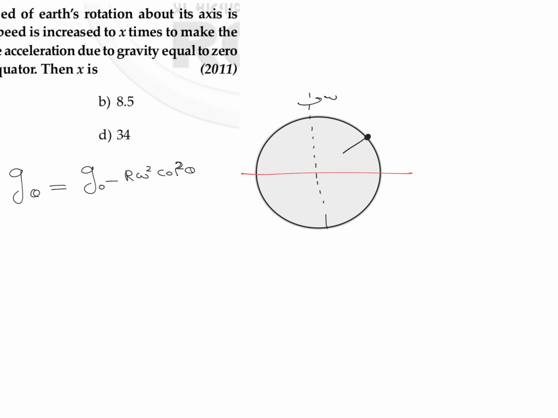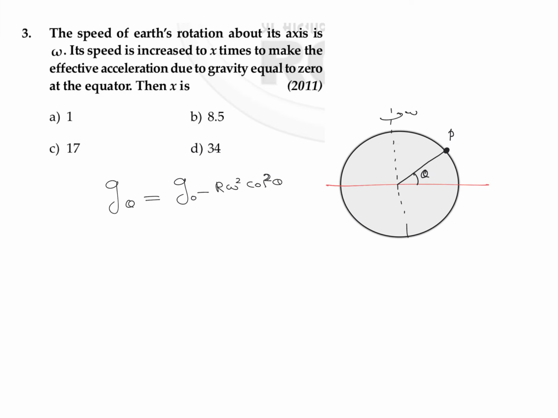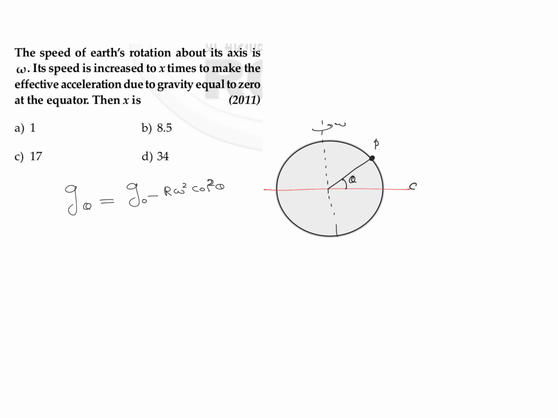So if you want to find the value of acceleration due to gravity at a point P, which is at a latitude theta, or making an angle theta with respect to the equatorial line, then we can use this equation. Now at the equator the value of theta is equal to 0, and at the pole the value of theta is equal to 90 degrees. In the question, it is given that the speed of Earth's rotation about its axis is omega. They are talking about the angular velocity omega. The speed is increased to x times to make the effective acceleration due to gravity equal to 0 at the equator.